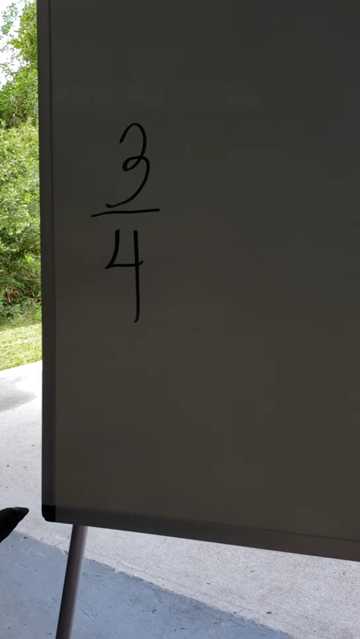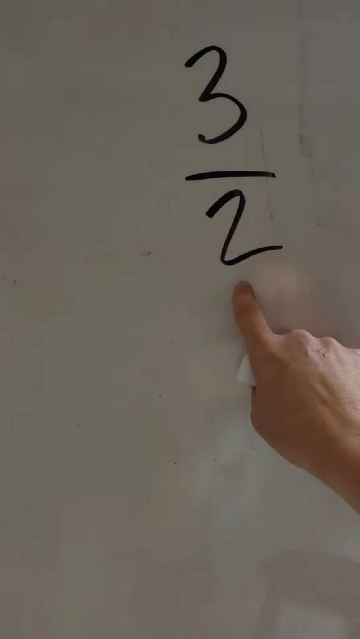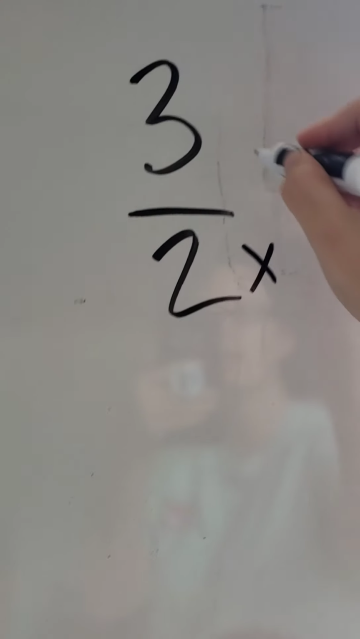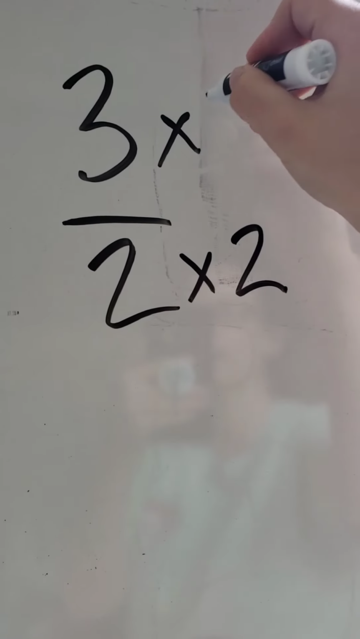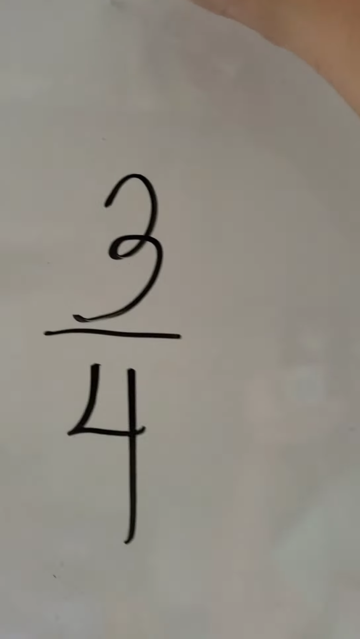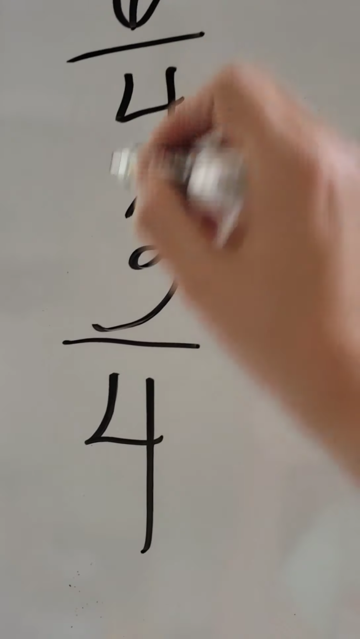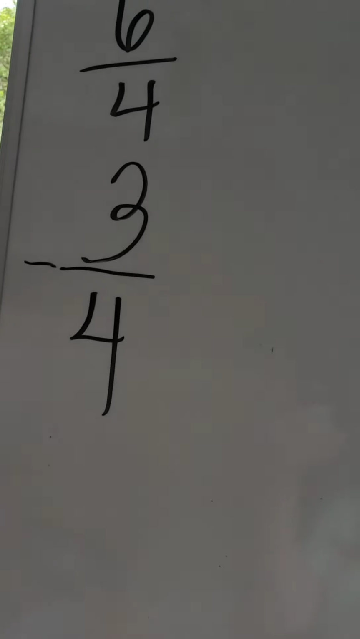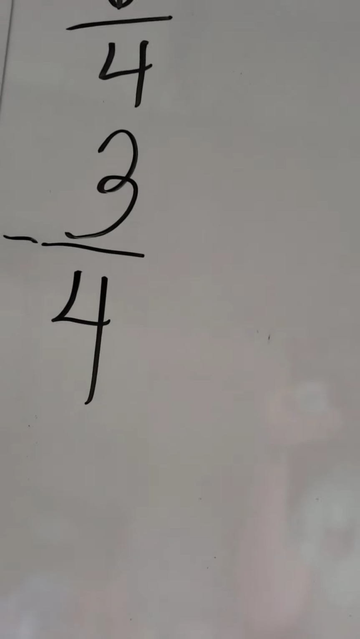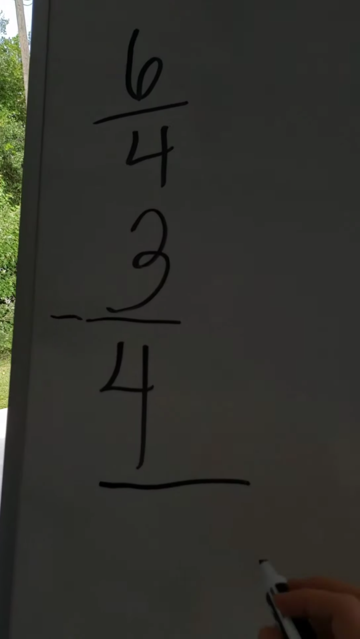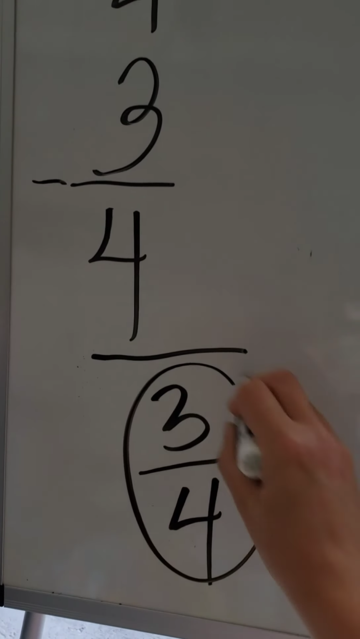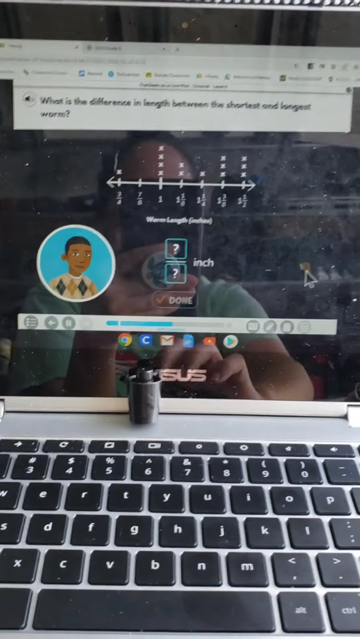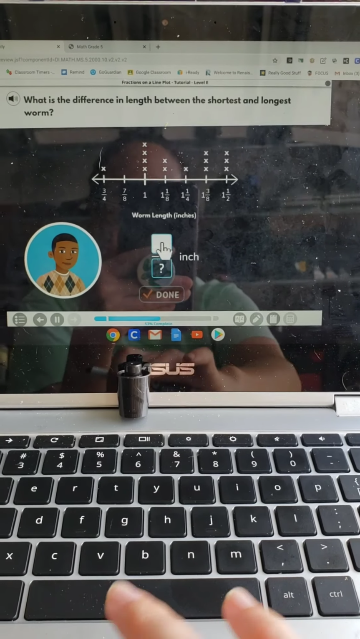We still cannot subtract 3/4 and 3 over 2. So we need to turn our 2 into a 4. So what would we multiply that by to turn that into a 4? A 2. And what we do to the bottom, we do to the top. So now we have 6 over 4 minus 3 over 4. 6/4 minus 3/4 equals 6 minus 3 is 3, and we keep our denominator. So that's our difference between the shortest worm and the longest worm.